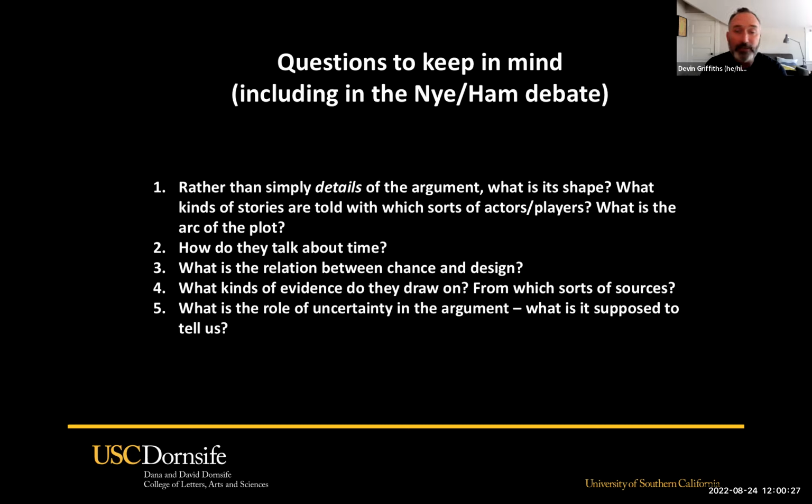Fourth, what kind of evidence does the speaker or writer draw on? What sort of sources do they use and consider credible? And finally, what is the role of uncertainty in the argument, the things that the argument cannot account for? And what is that uncertainty supposed to tell us about the way that nature works? Okay, so bear all of these questions in mind. This week, it'll be a good setup, I think, for thinking about Darwin a little later on and what was so innovative about his argument.